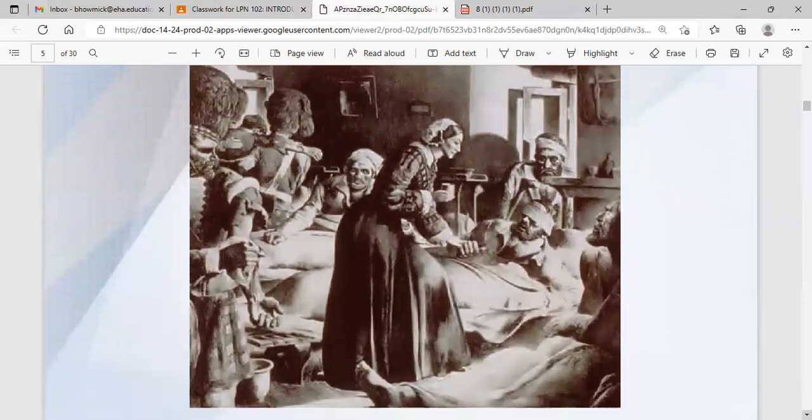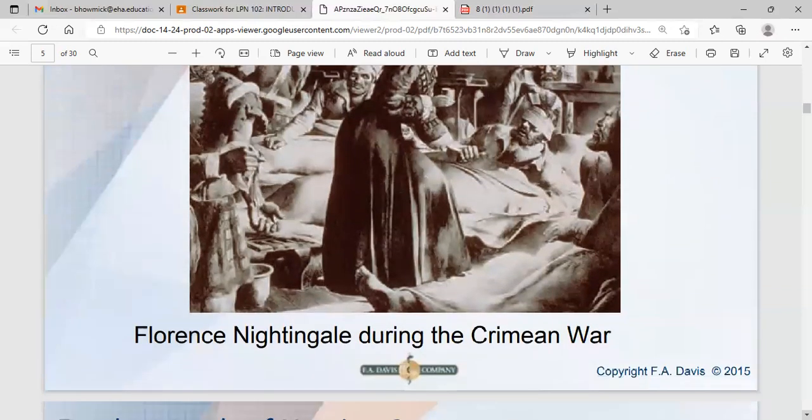In this picture, we can see one of the pioneers of nursing science. Her name is Florence Nightingale. And she started her work during the war.